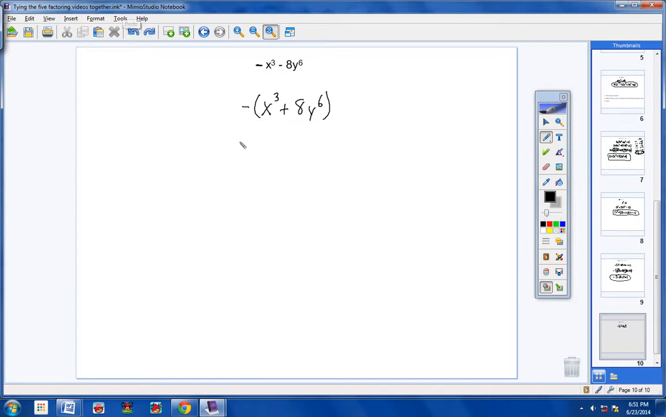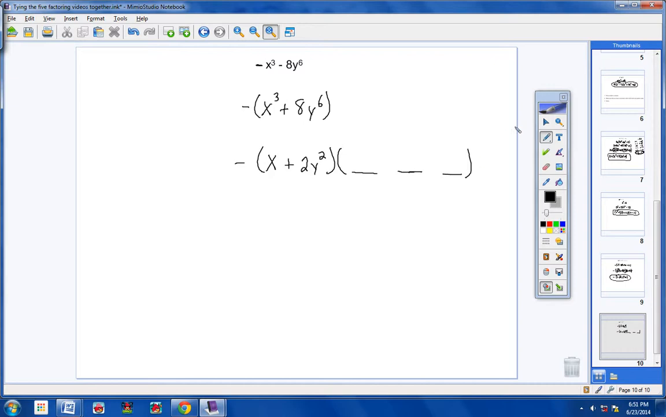So do you remember what to do? You bring down your negative sign, you put a little parentheses, and then you put a larger parentheses, okay? And here we go. In your head, you take the cube root of this term here. Well, the cube root of x cubed is x. And then in your head, you take the cube root of this term here. Well, the cube root of 8y to the 6th would be 2y squared. And then whatever this sign is here, you bring it down and you put it right here. Easy enough.